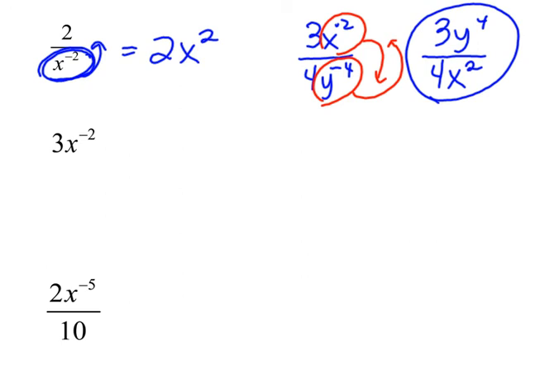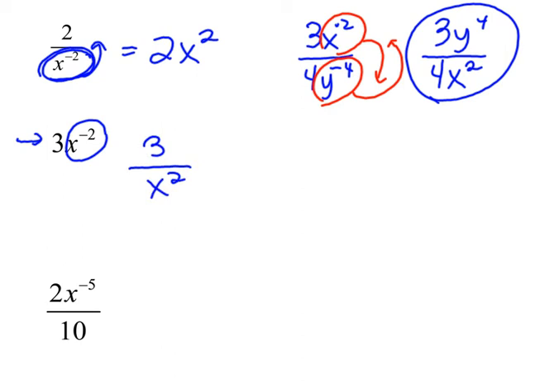Be careful that you're paying attention to what the exponent is attached to. Here on this example, we have 3x to the negative 2, and it's common to want to move the whole thing. But the negative 2 is only being applied to the x. So this becomes 3 over x squared.